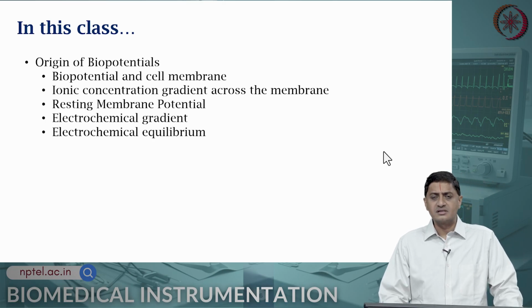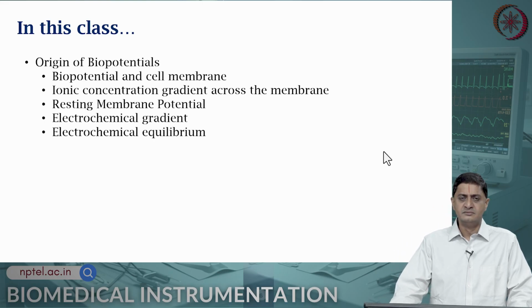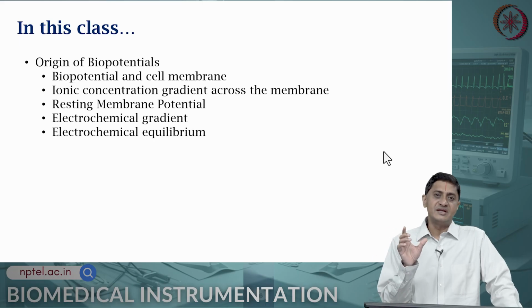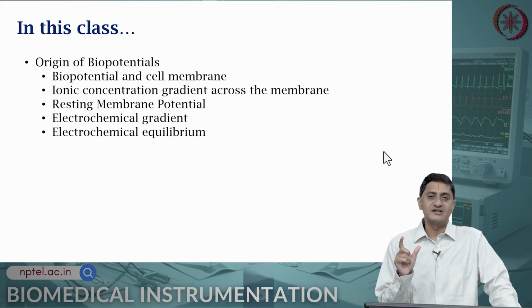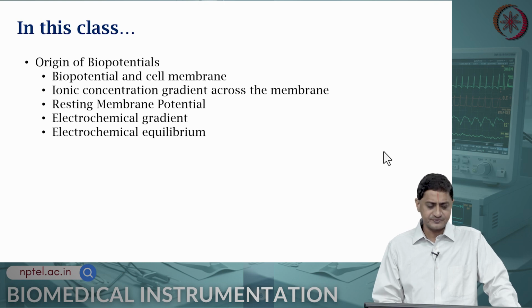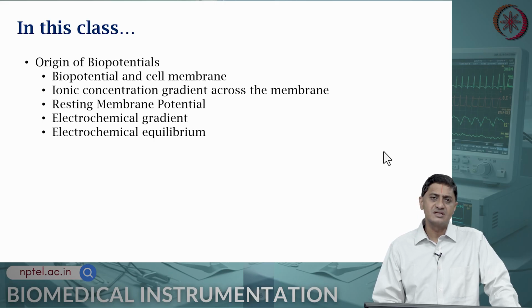We will look at the excitable cell membrane and the biopotential maintained across the cell membrane. How is it achieved? Excitable cells maintain a steady potential difference across the cell membrane. How is it achieved? Concentration gradient and potential gradient, electric potential gradient, how are they maintained and how is a balance achieved between the two? And what is the resting membrane potential of an excitable cell?